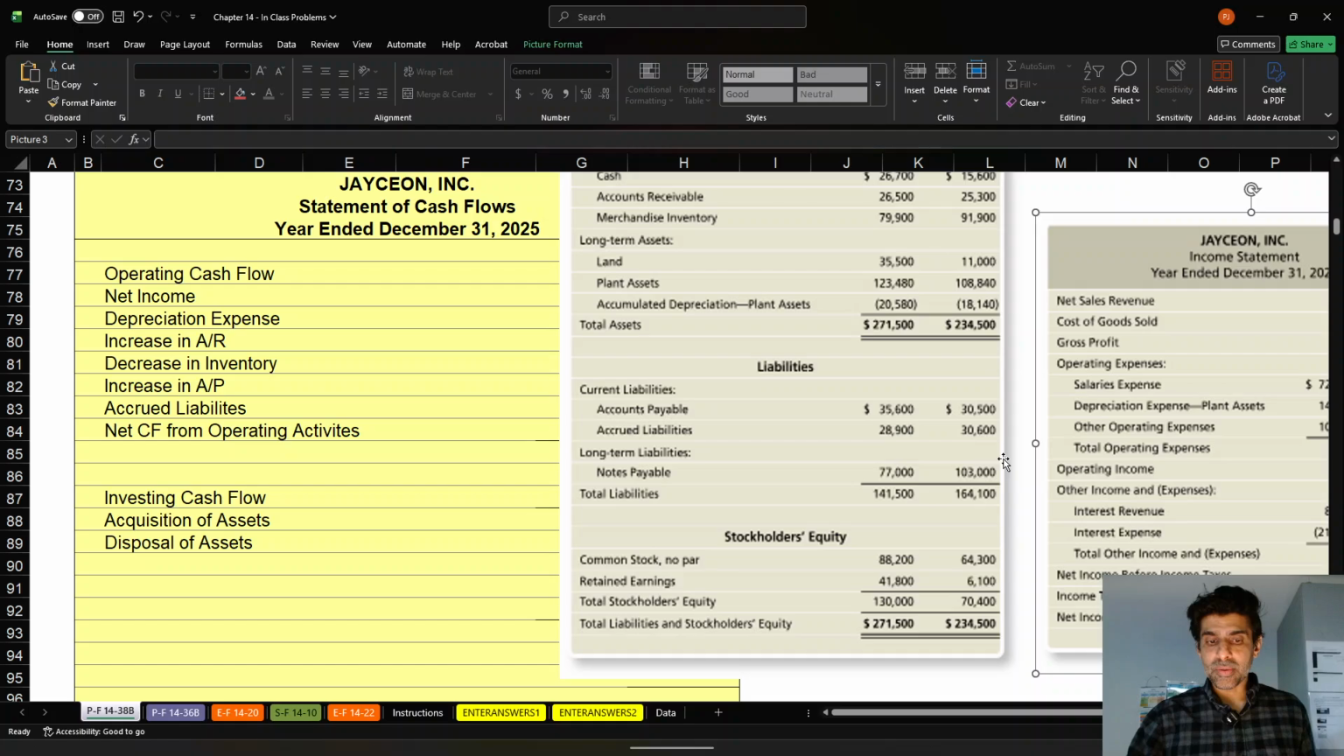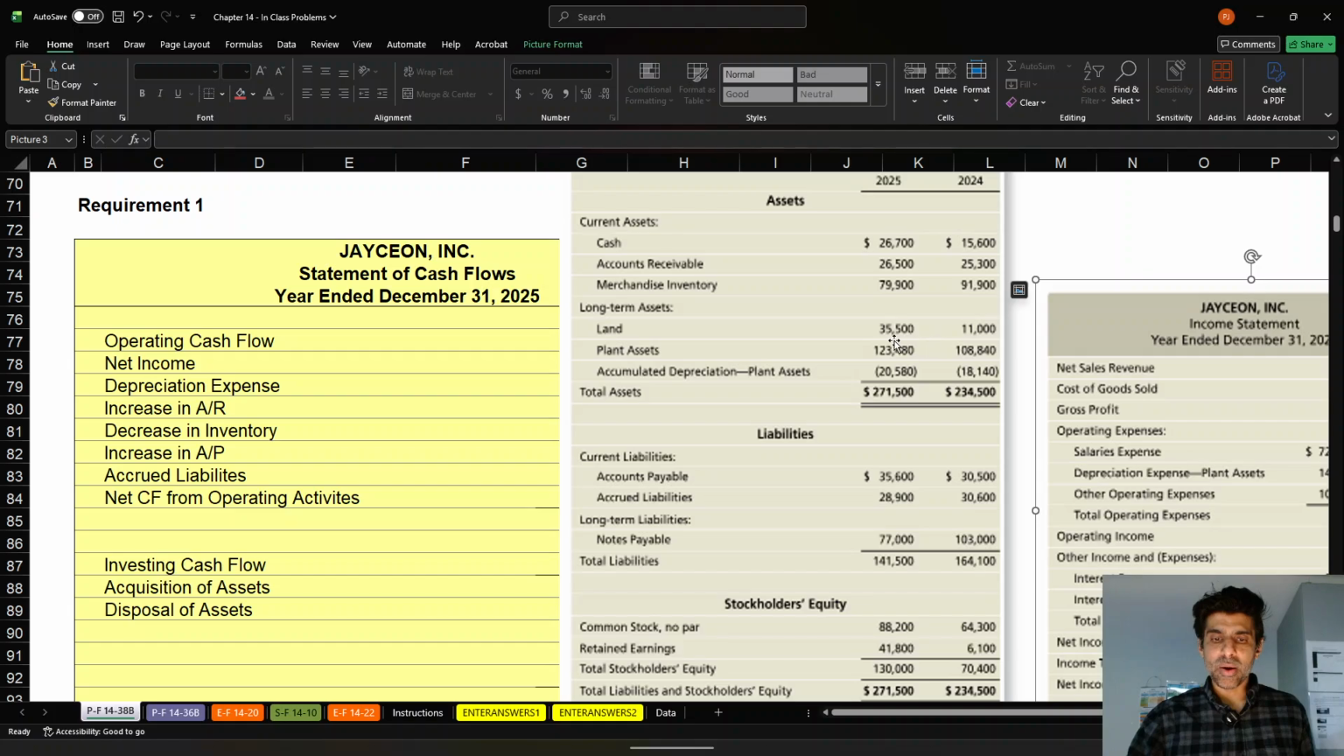what we did from the last problem. You look at your plant assets, your land, all this kind of stuff. You see what transactions were non-cash, because remember, this land, there's an increase there, but there is a land transaction that did not involve cash. Okay, so make sure you're factoring that in.